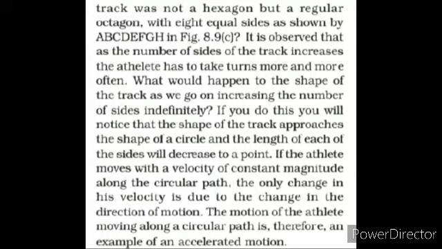Now, if the athlete moves with a velocity of constant magnitude along this circular track, the only change in his velocity is due to the change in the direction of motion. Because the speed is constant, there is no change in magnitude. Only the direction keeps on changing. Fine. So the motion of the athlete moving along the circular path is an example of accelerated motion. Or we can also say this is an example of uniform circular motion.